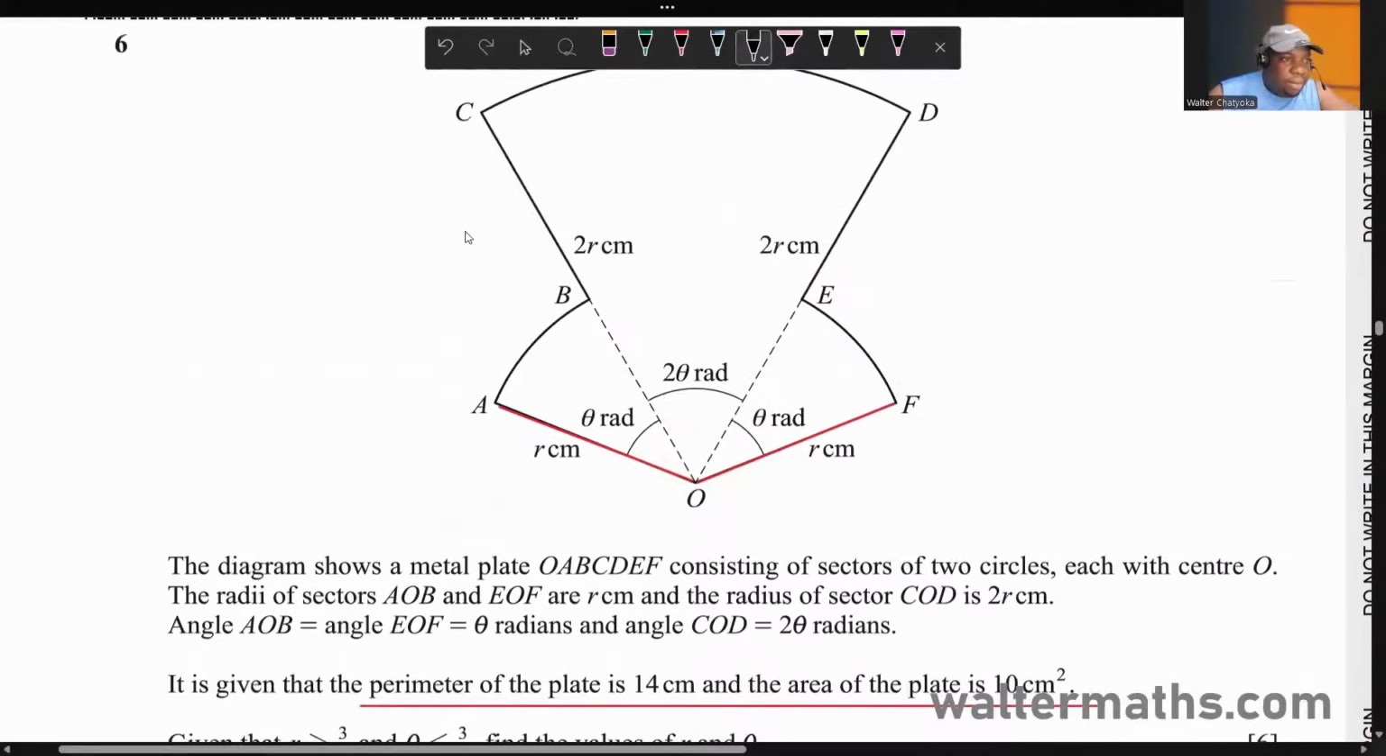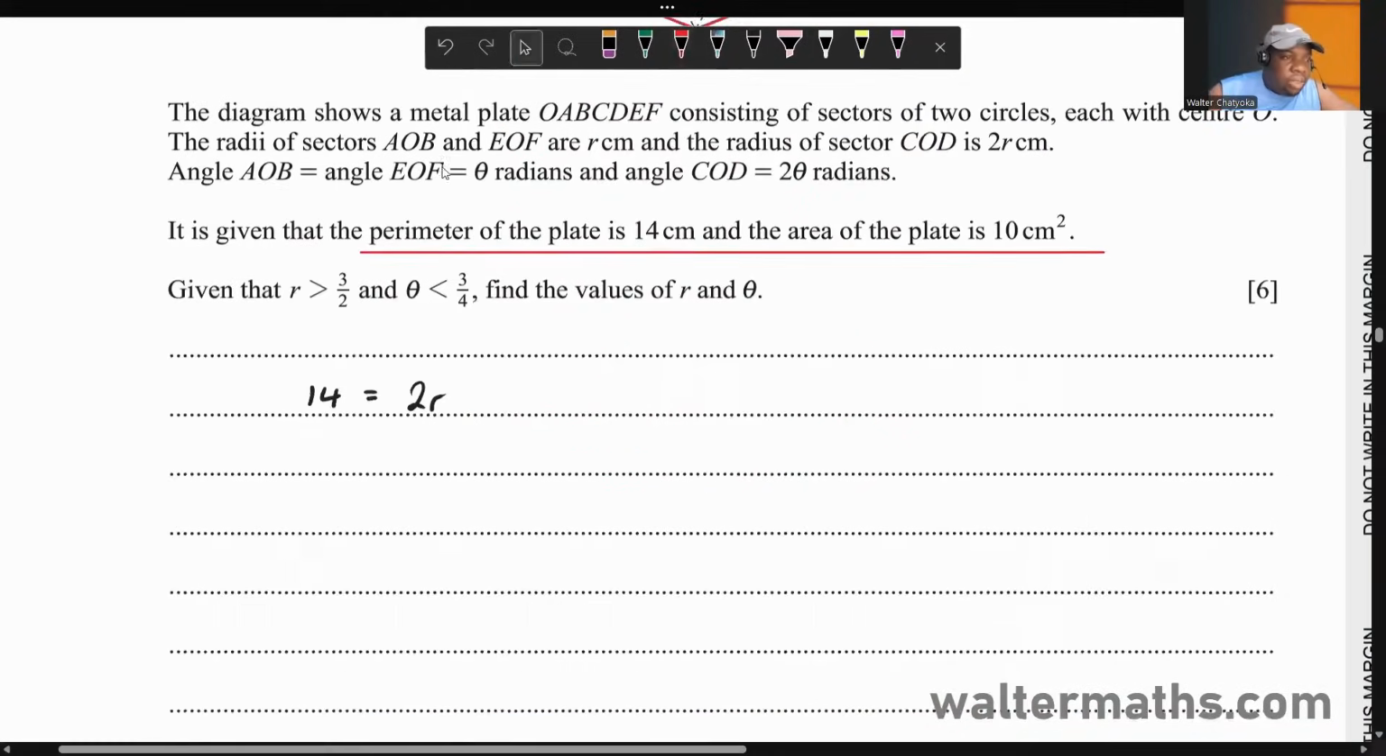Then we have these two lengths, this length and this length. And these lengths are going to be r and r again, because you see how this length should be r, because it's a radius of the sector OAB, so it's equal to r centimeters. So 2r minus r is r. So we have r here and we have r here again. So that's another 2r. So we have in total 4r.